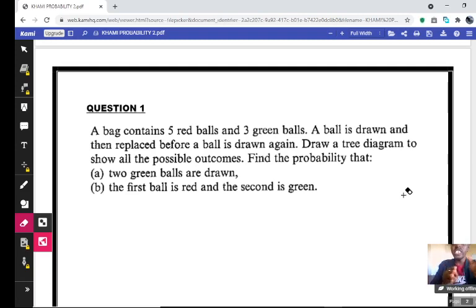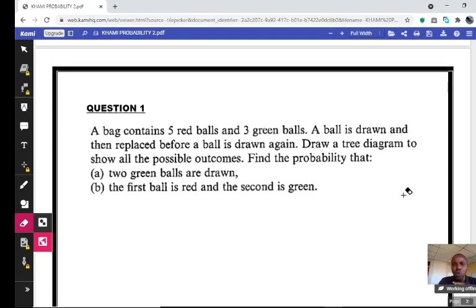Right. So let's go straight into this first question. Question number 1 reads: a bag contains 5 red balls and 3 green balls. A ball is drawn and then replaced before a ball is drawn again. As you can see, this one is a random selection with replacement, because a ball was drawn and then replaced before another ball can be drawn. So this one is with replacement. Take note of that. That's the first thing that you have to note.